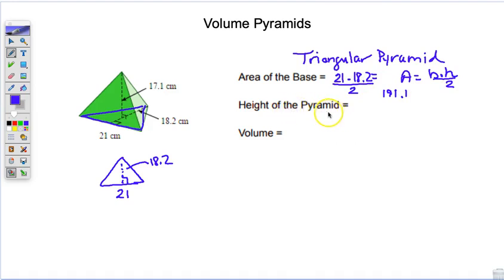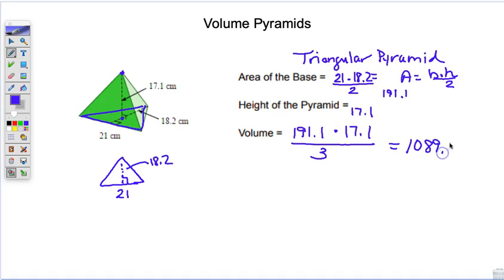We'll then record the height of the pyramid. So again, the height is from the very bottom to the top, and it looks like that is 17.1. From here, we're just going to multiply those two numbers together and divide by 3. So 191.1 times 17.1 divided by 3. Again, by 3 because we have a pyramid. You should end up with 1,089.27. And since we are calculating volume, it is going to be cubic centimeters.